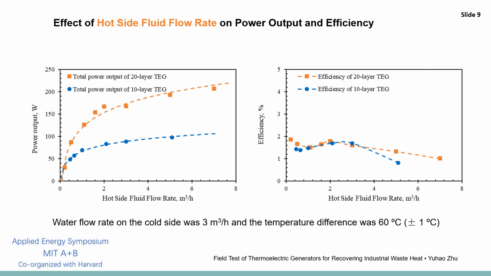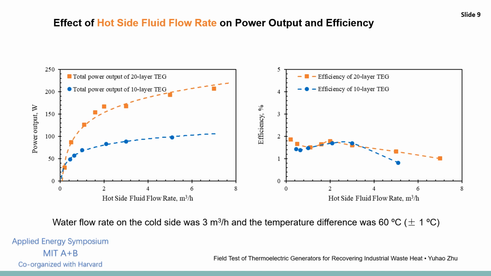We changed the hot water flow rate. As the flow rate increased, the power output of the TEG increased, but the efficiency of the TEG decreased. There is a peak phase of efficiency at hot water flow rate between 2 to 3 cubic meters per hour.